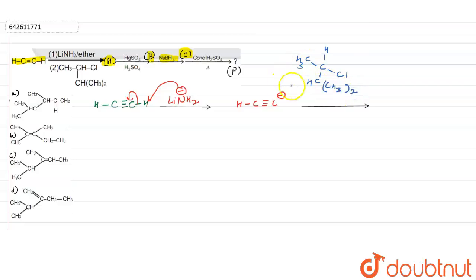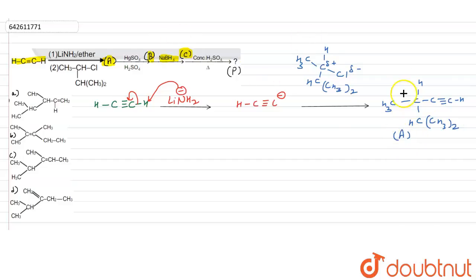After this, the nucleophile attacks this electrophilic center, because this is our electrophilic center due to this chlorine. So we'll get a product like this: CH3, CH, here you get C triple bond CH, and here this is our CH, and this is CH whole CH3 whole twice. This is our product A.